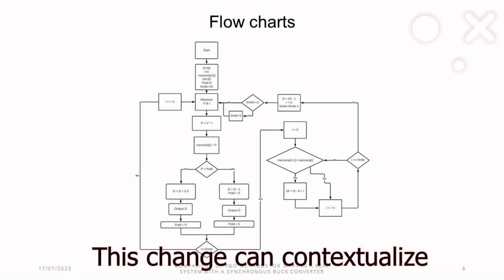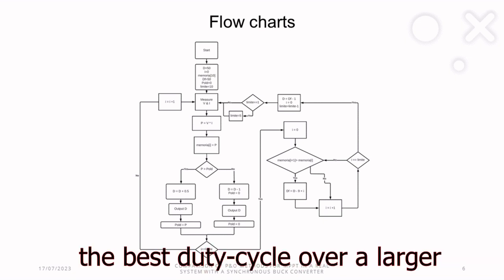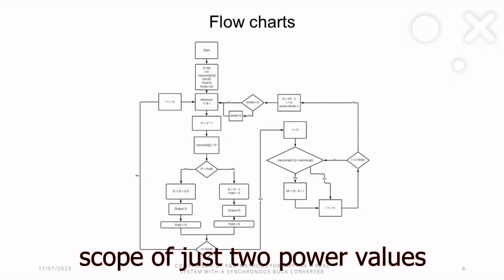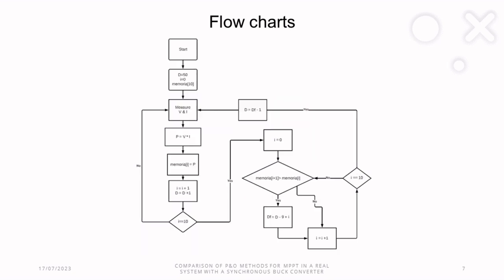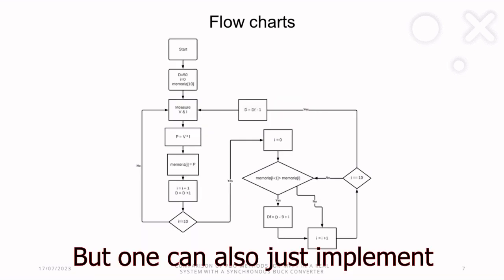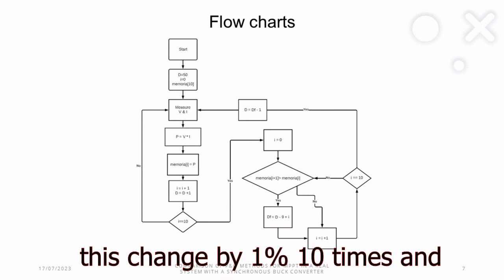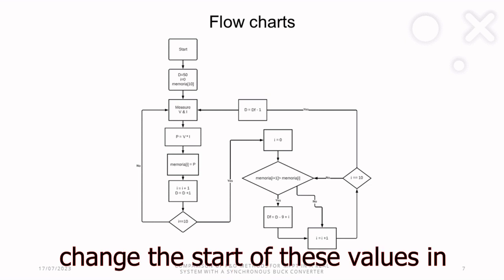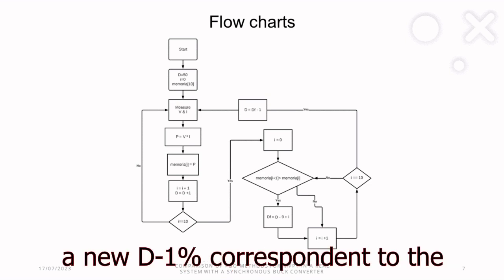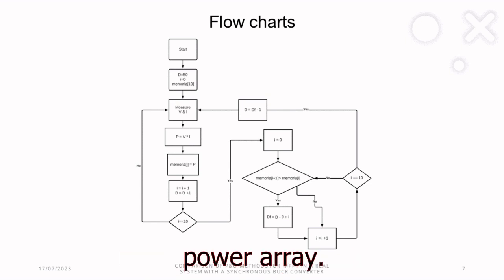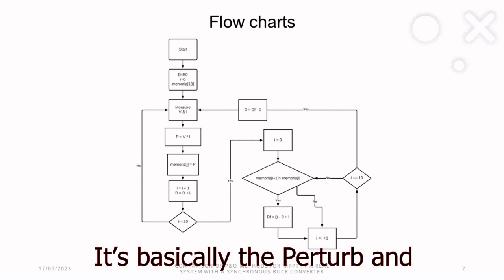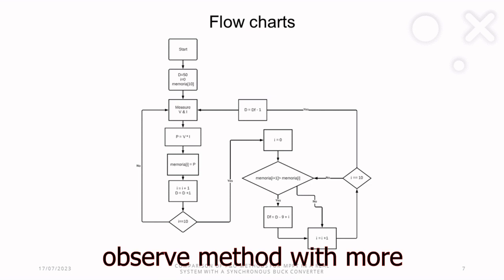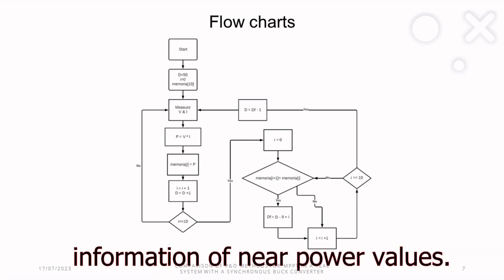This change can contextualize the best duty cycle over a larger scope than just two power values, the actual value and the previous one. And one can also implement this change by changing D by 1% 10 times and storing these values, then setting a new D minus 1% corresponding to the maximum power of the power array. I call this method memory. It's basically the Perturb and Observe method with more information than mere forward values.